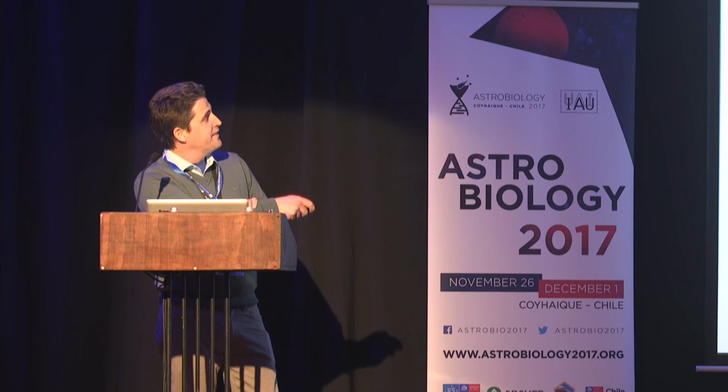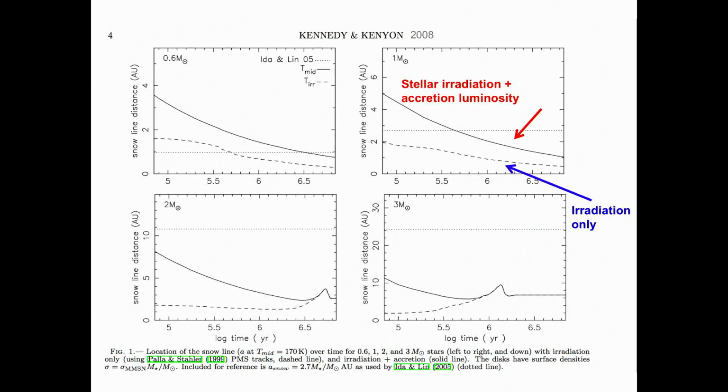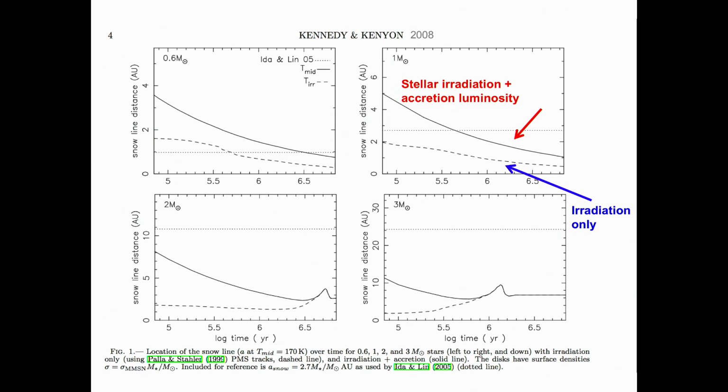So planet formation models usually assume that the water snowline migrates inwards. This is the location of the water snowline as a function of time for stars of different masses. And in these models, you have the stellar luminosity plus the accretion luminosity. And for solar mass stars, you see that the accretion luminosity, this is the luminosity of the material that falls from the disk onto the star that creates an accretion shock, dominates over the photospheric luminosity.